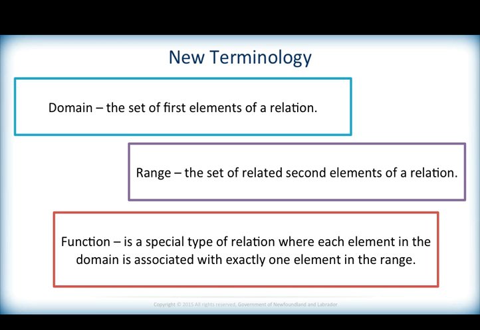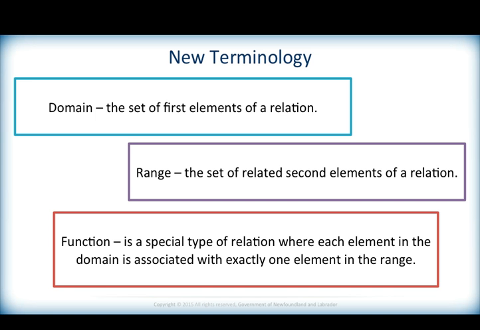Range is the set of related second items of a relation. So in those same types of relations, in a table of values, the range would be the second column. In an arrow diagram, it would be the oval on the right, and in a graph, it would be the vertical axis, the y values. So you have to keep in mind that the domain is the independent variable, while the range is the dependent variable. A function is a special type of relation where each element in the domain is associated with exactly one element in the range.